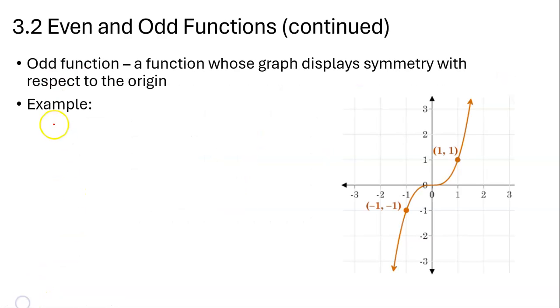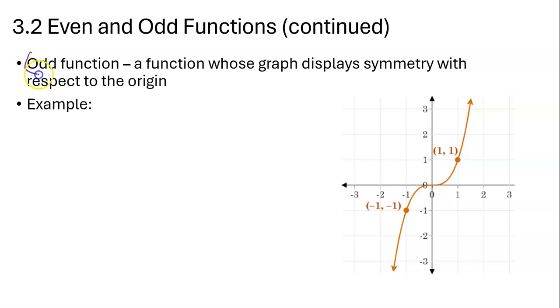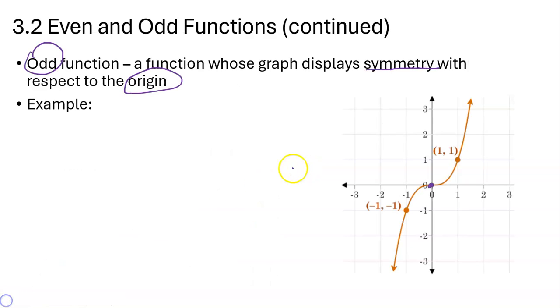An odd function has symmetry with respect to the origin. So here's the origin. This is symmetric across the origin. If I go across and then I come back down, it's going to cover that, which makes this odd.